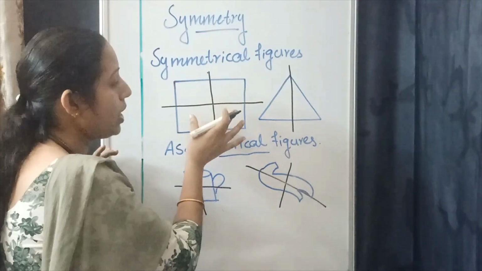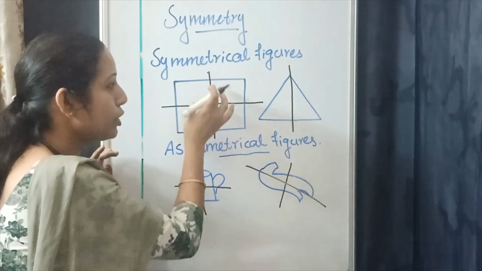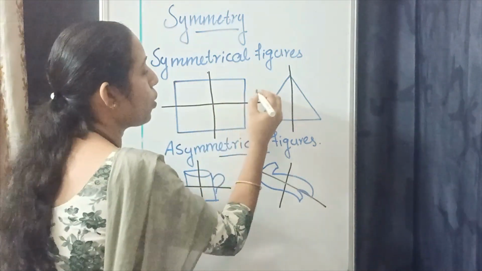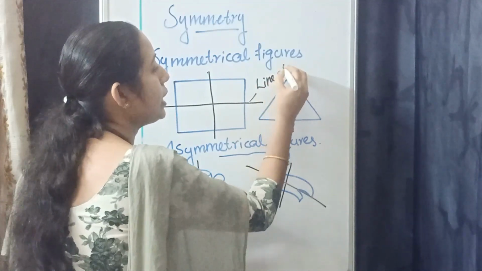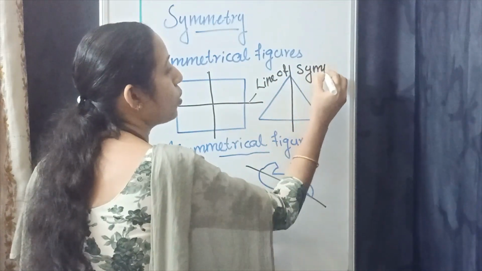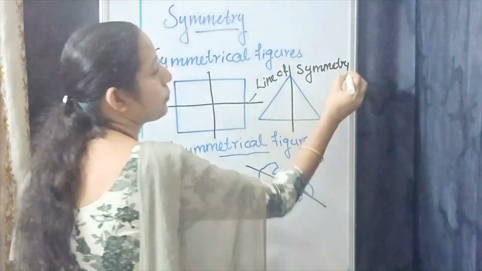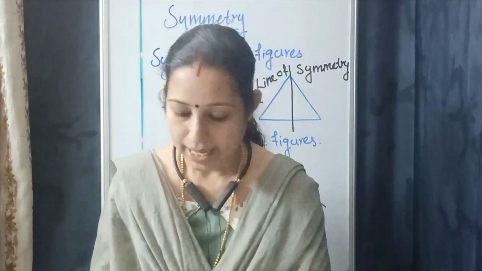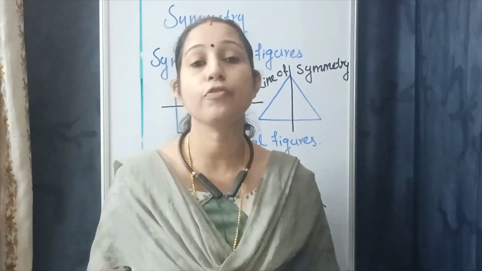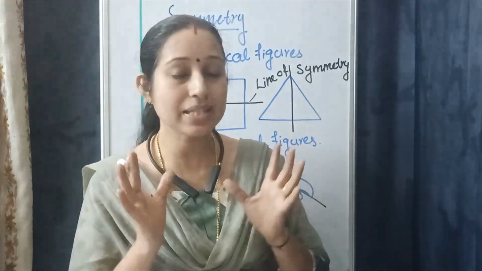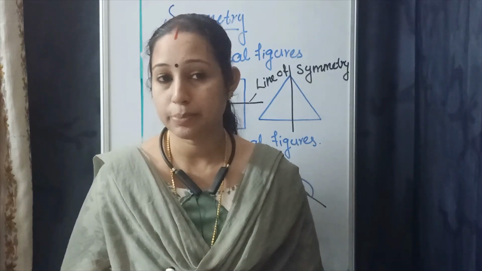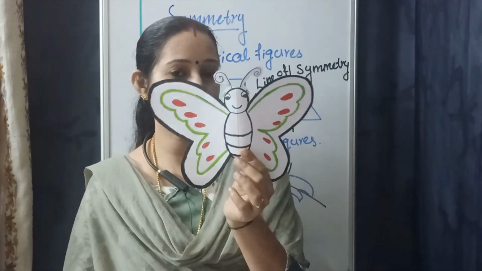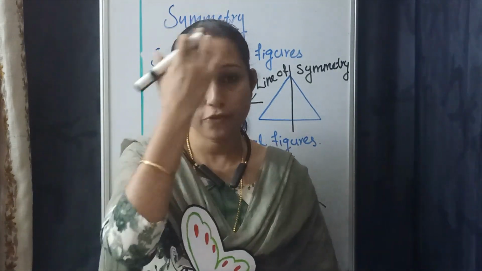Okay, and here, the one line that we used to divide the shape into two identical halves is called the line of symmetry. So what are symmetrical figures? When two halves of a shape are exactly the same, that type of figure is called a symmetrical figure. One good example is a butterfly, our body, our face.